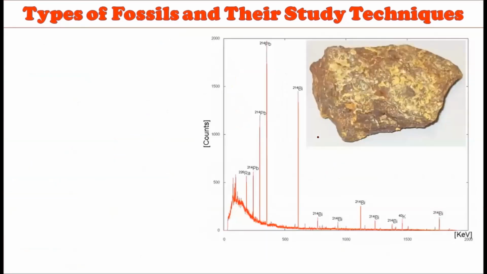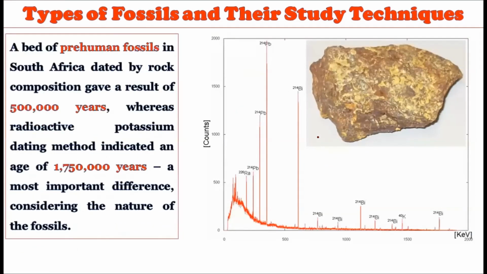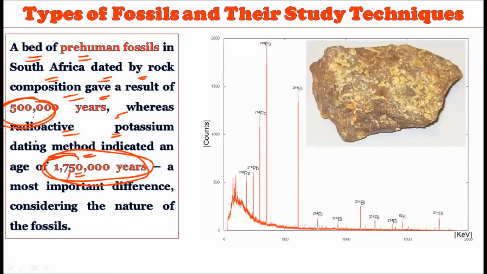Okay, so in latest times, there is another method which we also use. The bed of the pre-human fossils in South America, dated by the rock composition, gave results of 5 lakh years, whereas the radioactive potassium dating method indicated that the fossil record is much older. The age of the fossil record is much more than earlier thought, right? It's actually 17 lakh 50,000 years, but it was earlier shown as only 5 lakh. A most important difference considering the nature of the fossil.